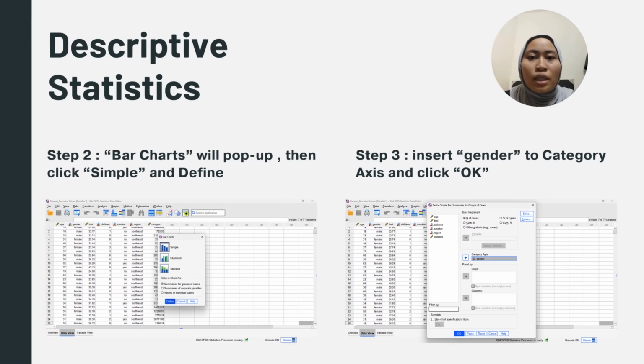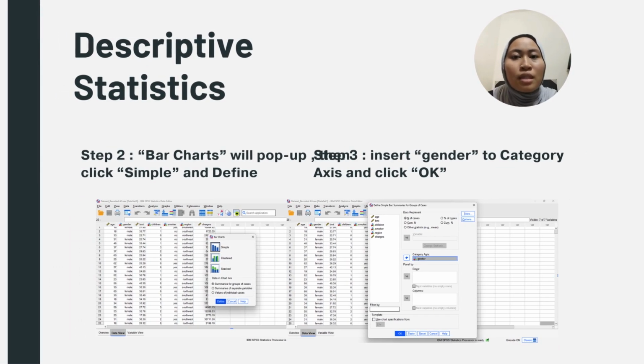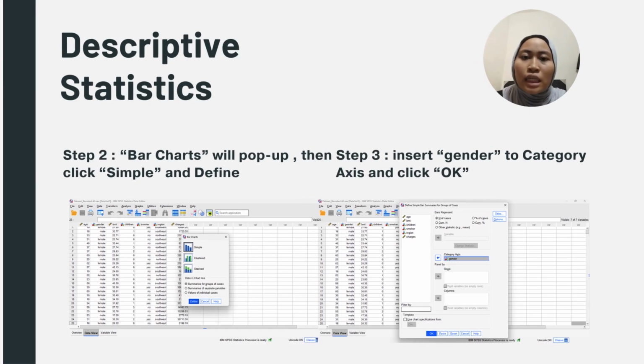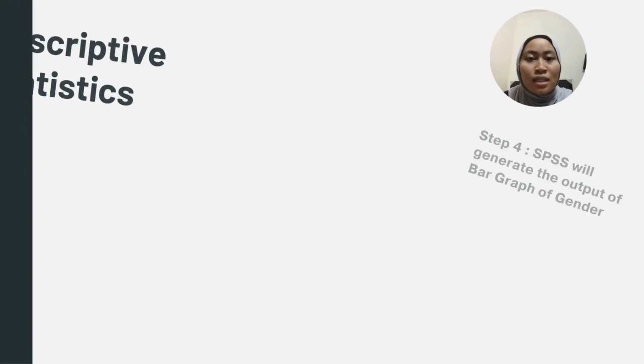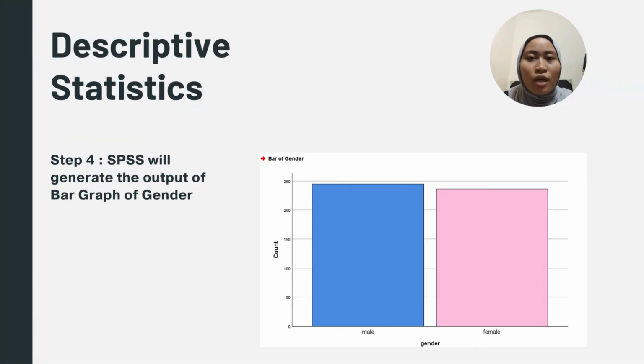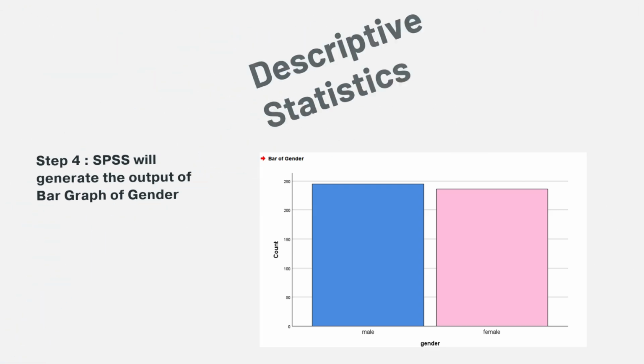Then step 2, the bar chart will pop up, then click sample and define. Then insert gender to category axis and click OK. Lastly, as you can see, for step 4, SPSS will generate this output of bar graph.